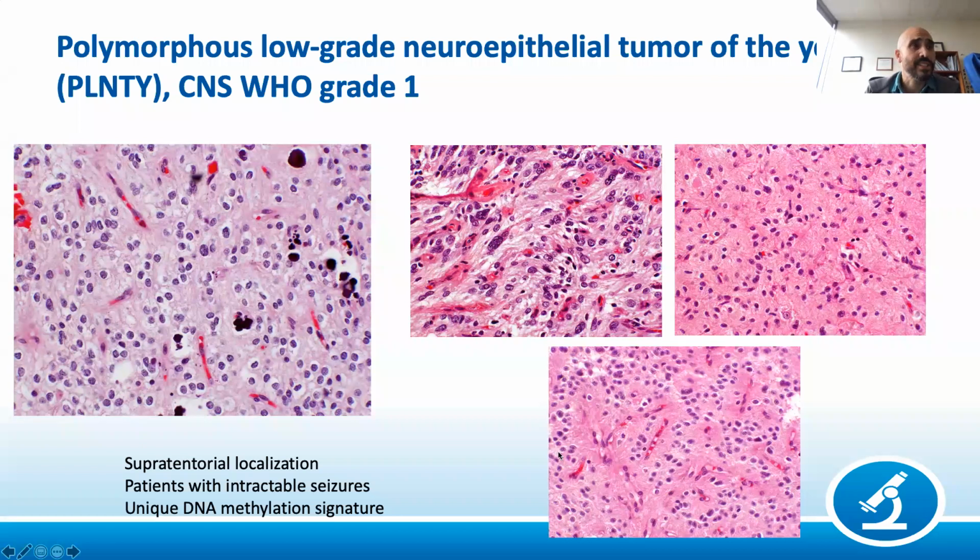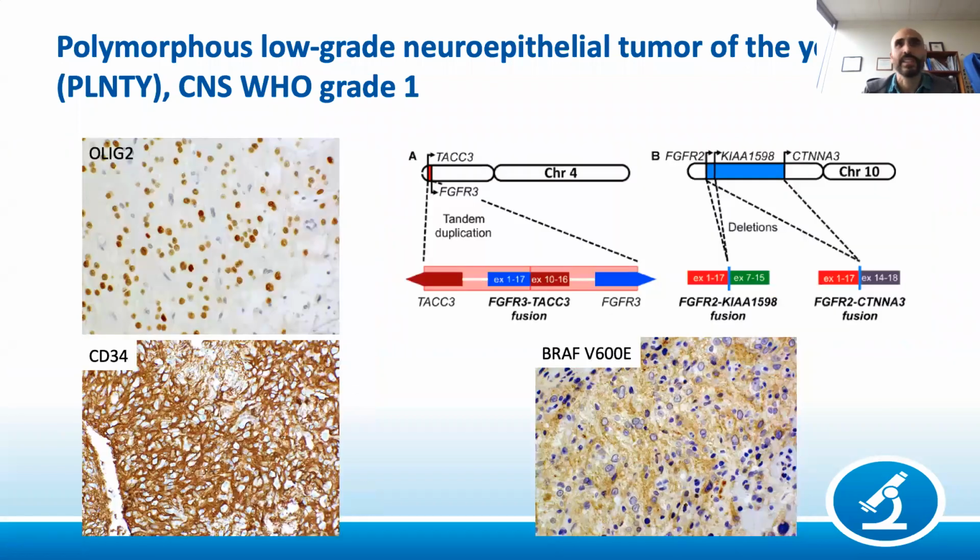There can also be areas that are reminiscent of ependymoma with perivascular pseudo-rosettes. Okay, so unlike the previous two entities I discussed, this entity tends to be positive for OLIG2, but more interestingly than OLIG2, these tend to widely and strongly express CD34 within their tumor cell population, which is an unusual feature.